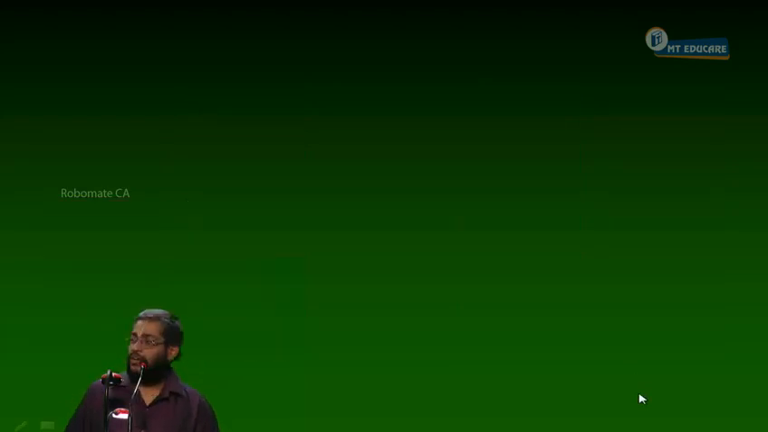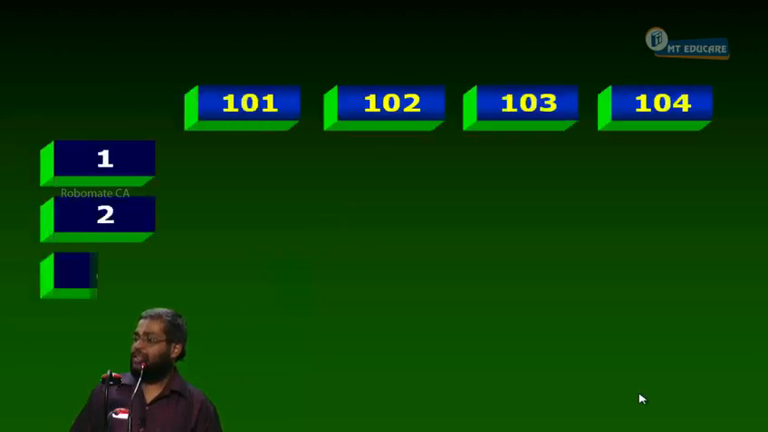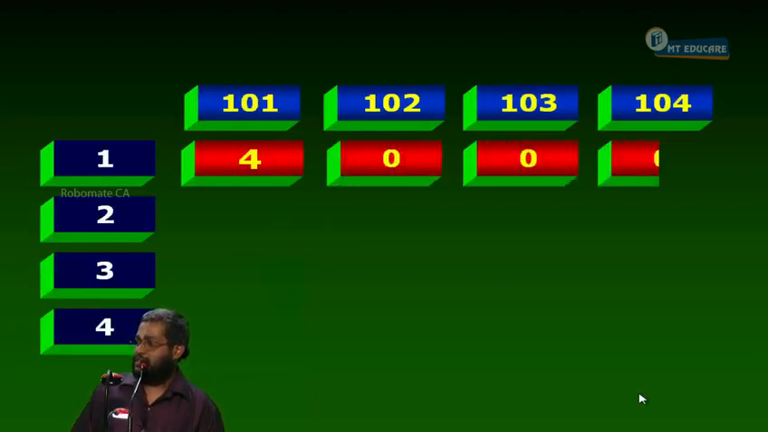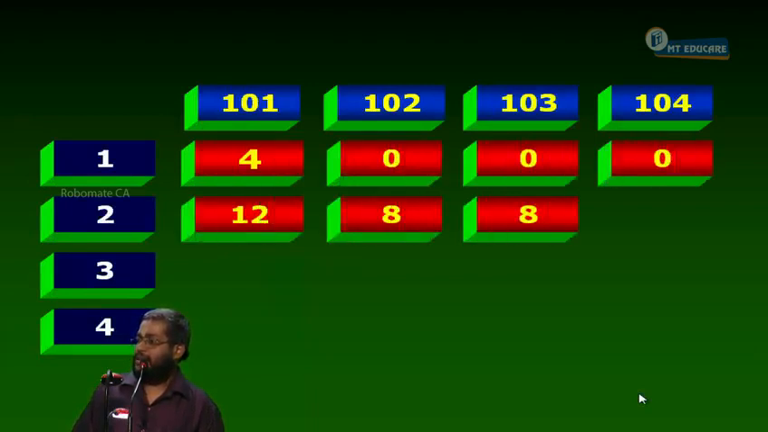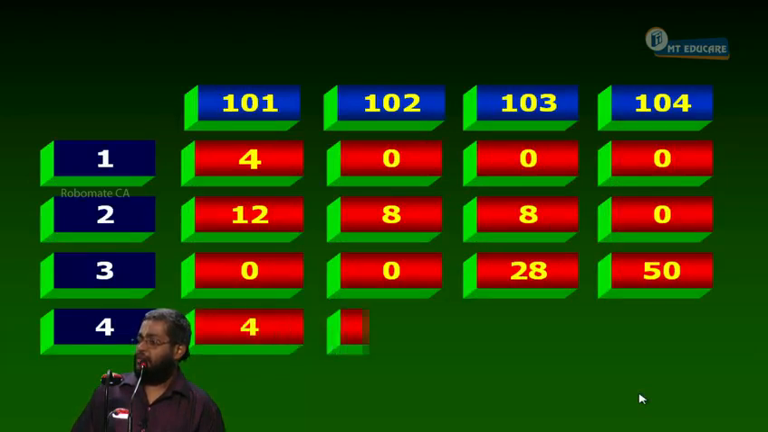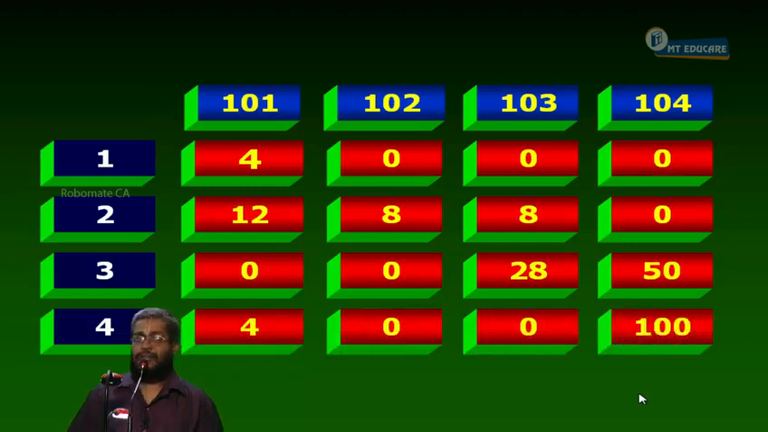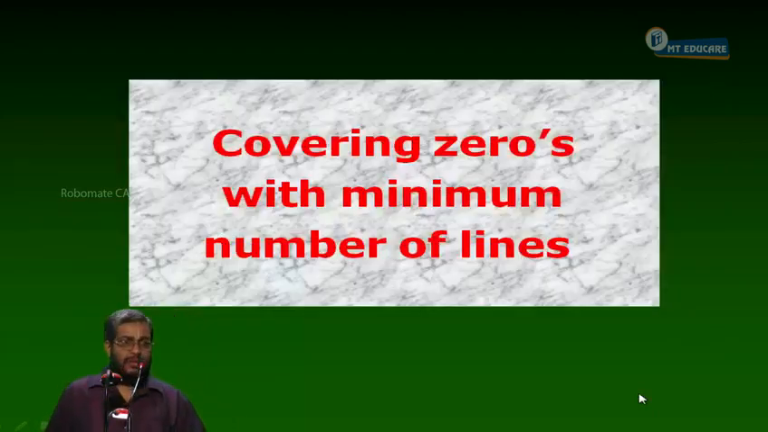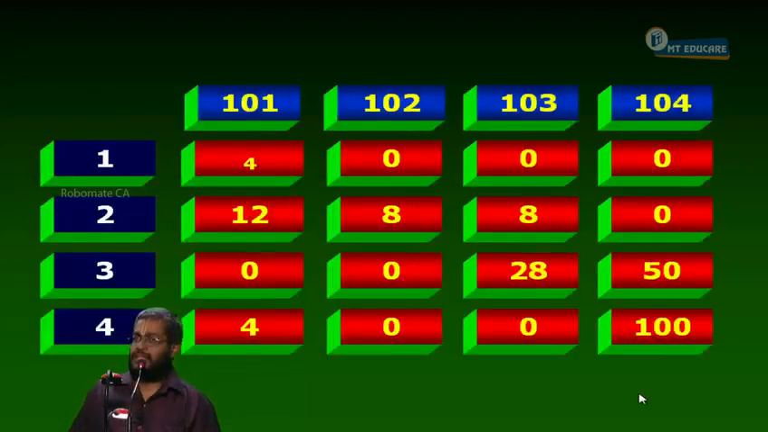Step 8 over or not? No. Please check my numbers once again. Tell me the numbers here. It is 4, 0, 0, 0; 12, 8, 8, 0; 0, 0, 28, 50; 4, 0, 0, 100. Can I proceed to the next step or not? Now, step number 9: covering zeros with minimum number of lines. Write the matrix again.